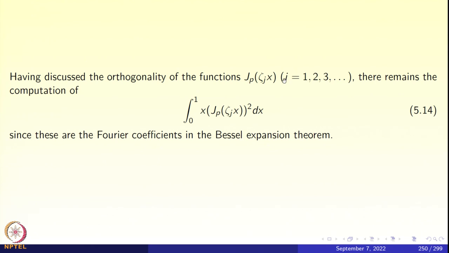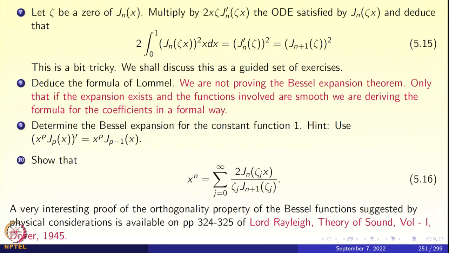So we must compute these as well if we want to compute the Fourier coefficients. Okay, so now let us look at the list of exercises a little more, and then we'll look at the solutions to some of these exercises. Let zeta be a zero of the Bessel's function, and you multiply the Bessel's differential equation by 2x zeta Jn prime zeta x, and we have to deduce 5.15.